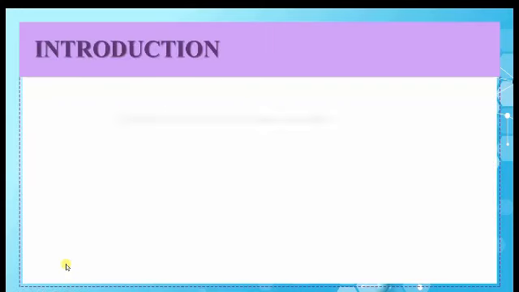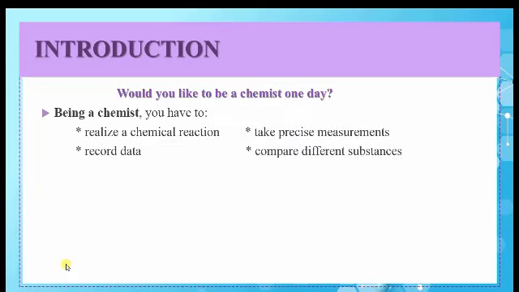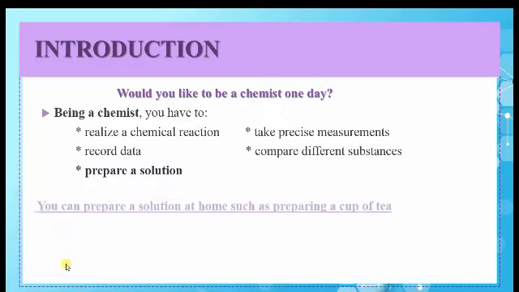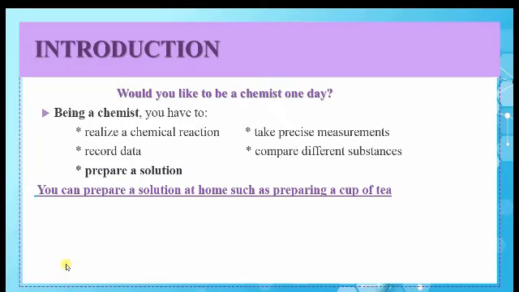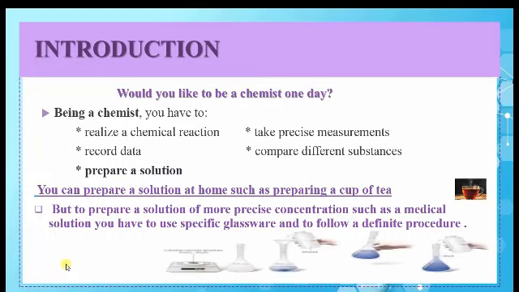Okay. Let's start our new job. Would you like to be a chemist one day? Being a chemist, you have to realize a chemical reaction, take precise measurements, record data, compare different substances, and prepare a solution. You can prepare a solution at home, such as preparing a cup of tea, but to prepare a solution of more precise concentration, such as a medical solution, you have to use specific glassware and follow a definite procedure.